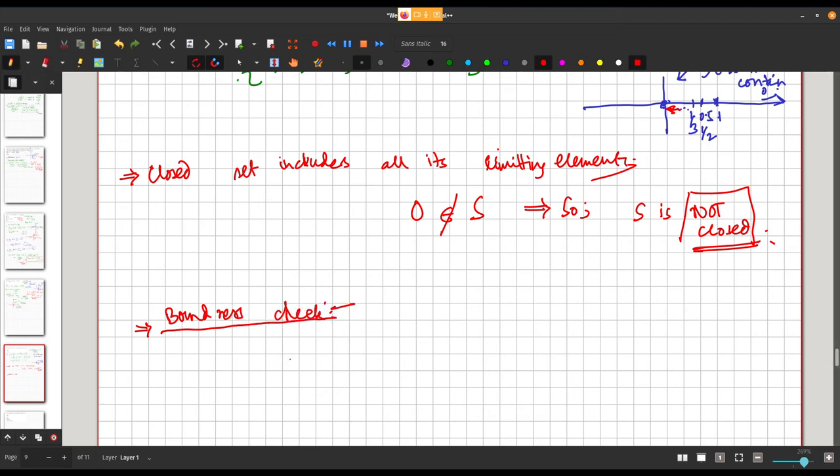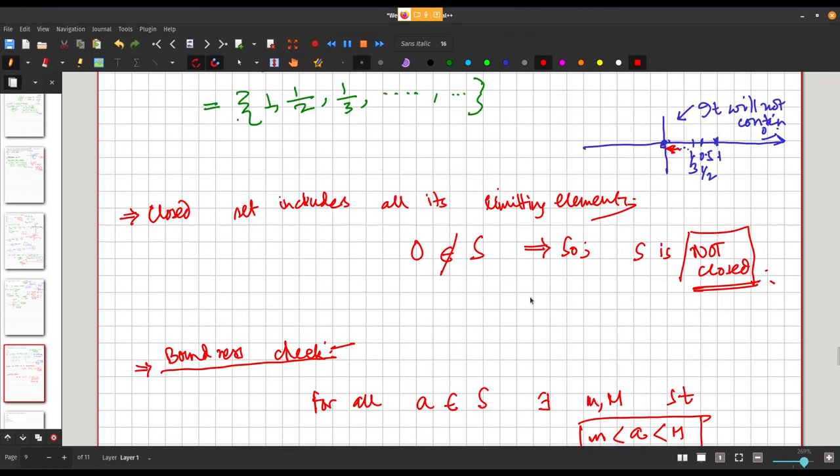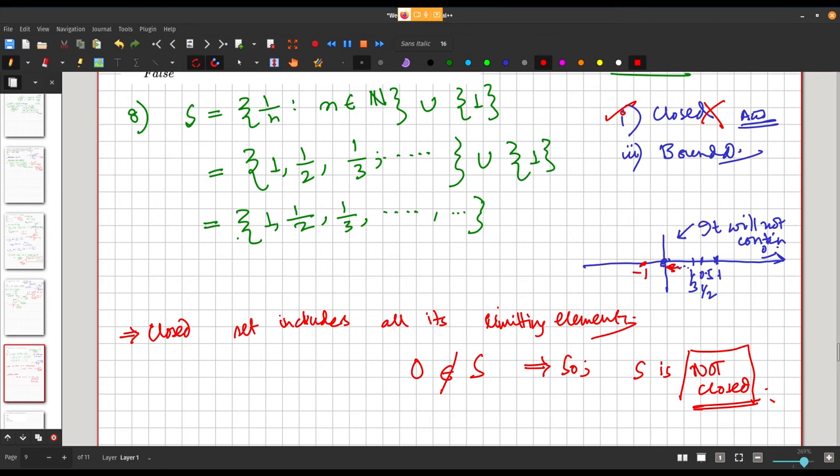Okay, so a set is bounded when for all elements, let me write it like this, for all a belonging to S, there exist real numbers m and M such that this property holds. If that is true, then this will be a bounded set. One thing to notice is that m and M need not be in the set itself. For this case, we can choose one point at minus 1 and one point at 2, then all the elements of the set will be within those boundaries, and we can see that it is a bounded set.